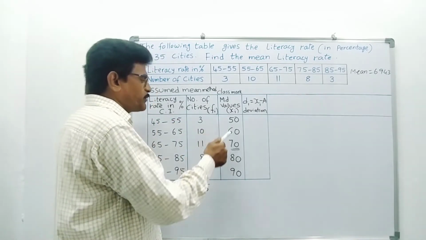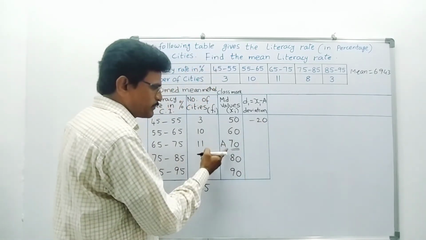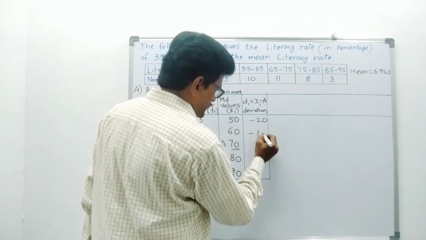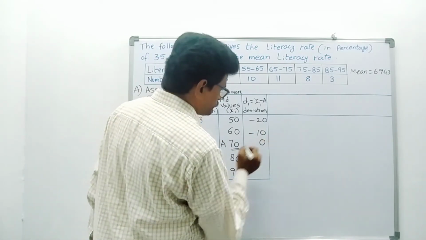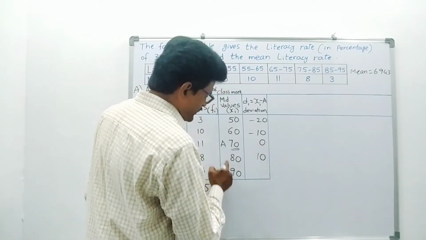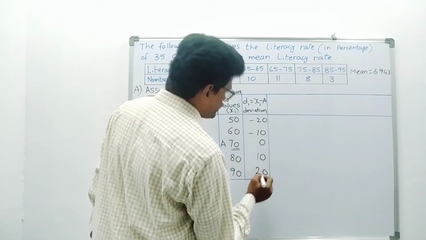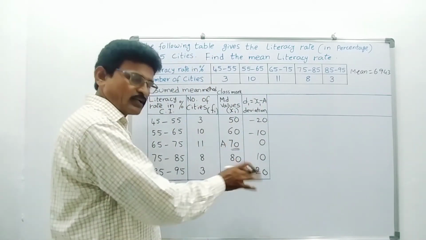So 50 minus 70, you are getting first minus 20. Now 60 minus 70, you are getting minus 10. 70 minus 70, on the same line you will get 0. Now 80 minus 70, you will get 10. 90 minus 70, you will get 20. So first you are getting negative values, 0 will come, again you will get positive values.